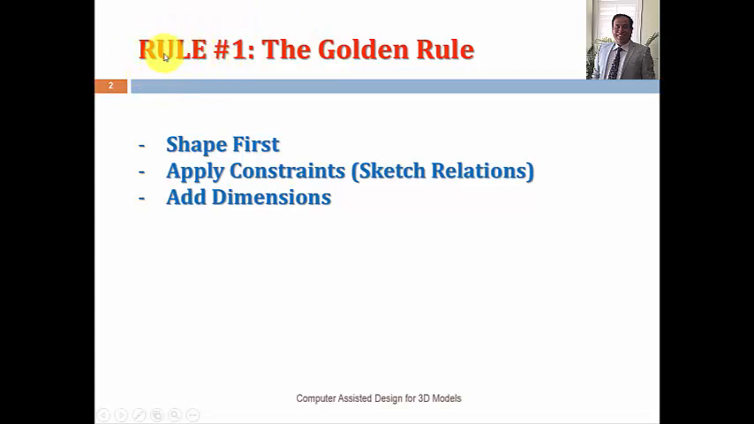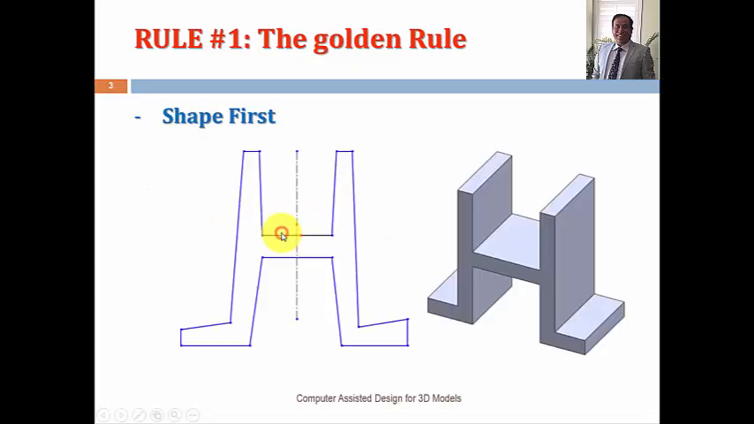The first rule was the golden rule, in which we mentioned that we have to take care about the shape, and then we apply some constraints to control the geometry. These constraints are actually nothing but sketch relations. And then finally we add the dimensions. And we have discussed this model.